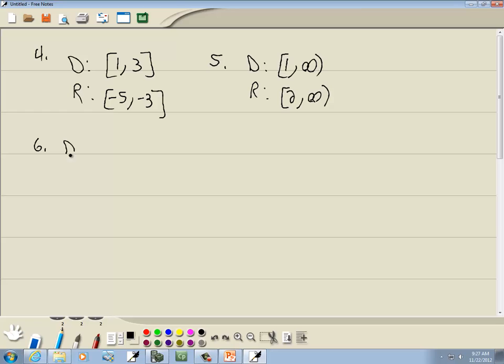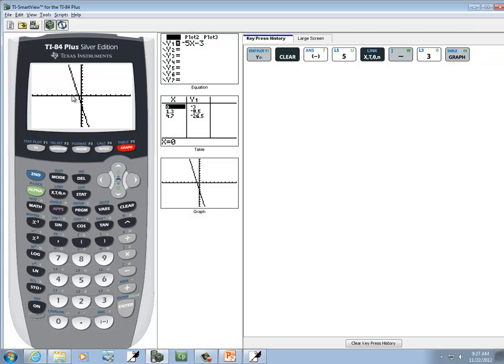Number 6. Our domain and our range. X values are where the graph exists. If I come down here to x equals negative 3, if I go up, I can find my graph. Now notice this goes off the screen. This is going forever. So if I come over here to negative 10, if I go up far enough, I'll eventually find my graph. If I come over here to negative 1 million, if I go up far enough, I will find my graph. Is this going forever?